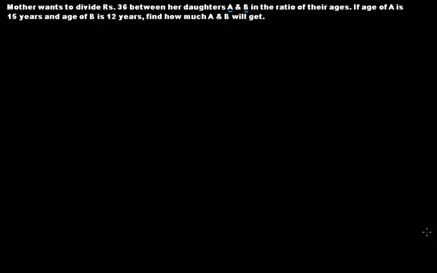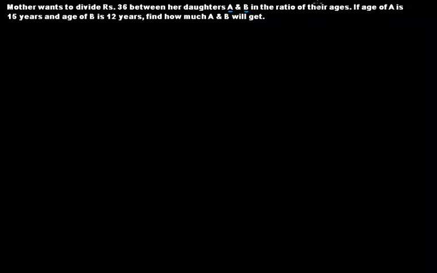So this is the second word problem on ratio. A mother wants to divide rupees 36 between her daughters A and B. So A and B are daughters of this mother, and she wants to divide this rupees 36 between these two in the ratio of their ages. So whatever will be the ratio of the ages of A and B, in that ratio this sum will be divided between these two daughters.